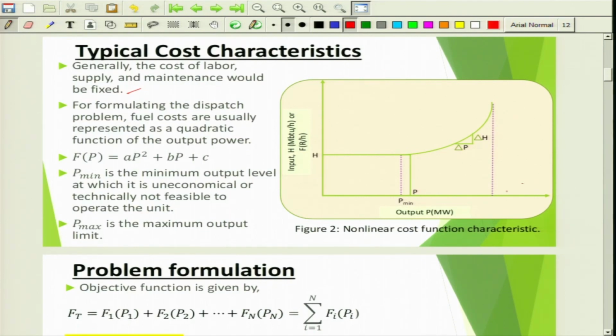Now this is a typical nonlinear cost function characteristic of a thermal power plant. You see this is P minimum, this is P maximum. Between P minimum and P maximum the characteristic curve is non-linear. Let us say it can be expressed as aP squared plus bP plus c. That means the fuel input is a characteristic function that depends upon the output power, and it has its own non-linear behavior. That means if you increase the power output, there is not a linear increase in the fuel input, it is a non-linear increase in the fuel input.